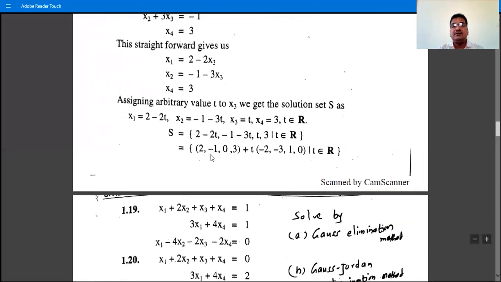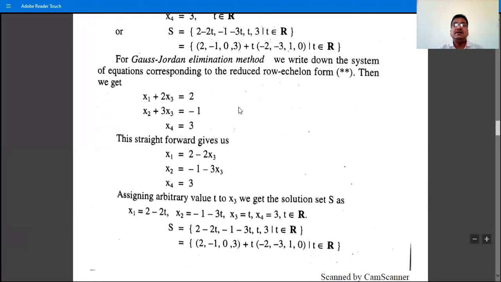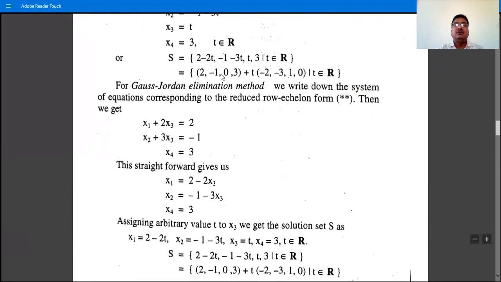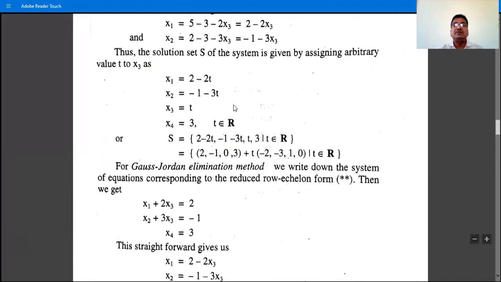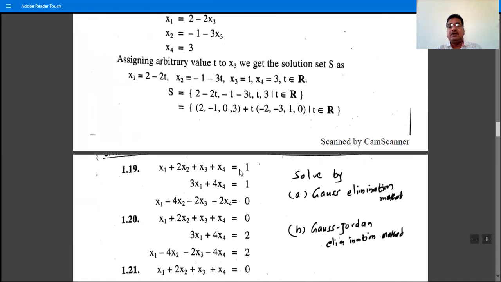And then you can write it as the addition of these two vectors: (2, -1, 0, 3) as a constant vector, plus t times (-2, -3, 1, 0), the coefficients of t. So this is the solution set. So we have the same answer by using the Gauss-Jordan method and the Gauss elimination method. The format may be changed. It depends on your calculation.